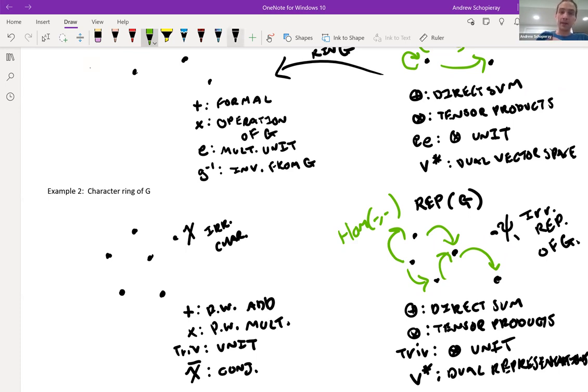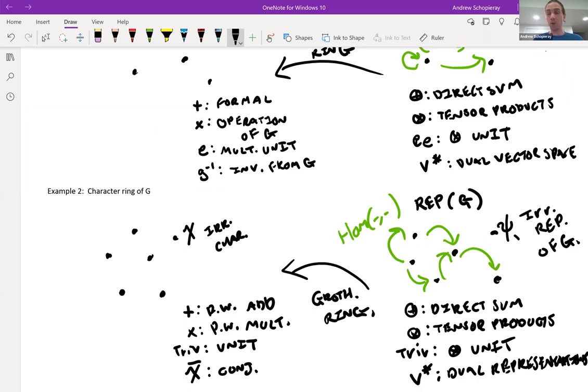But just as before, when I forget all of that extra data in green, I just look at the Grothendieck ring of this category. I get back to my character ring. So Rep G is a categorification of this very nice ring that I started with, the character ring for G. So this is what I mean by categorification.